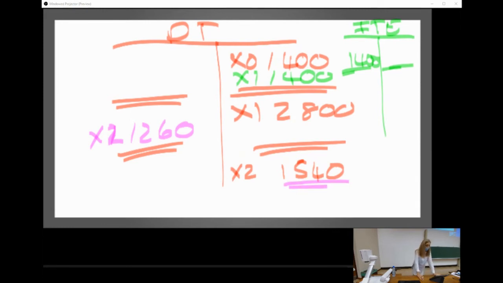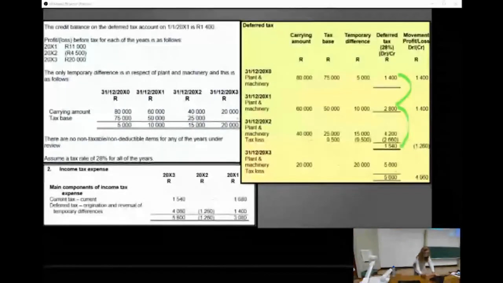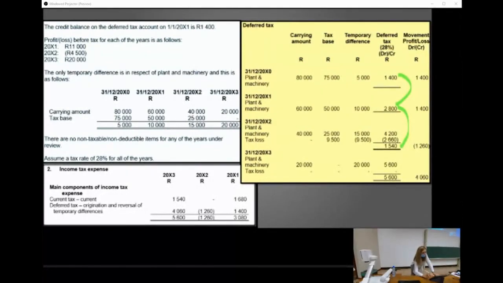You see that? Now, notice that if we ignore the tax loss, then our movement would have been 1,400, 1,400, 1,400. Just from the reversing and the originating of the temporary differences for plant and machinery, we have this 1,400 amount that our liability is going to grow with every year.